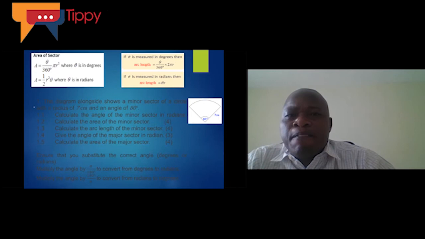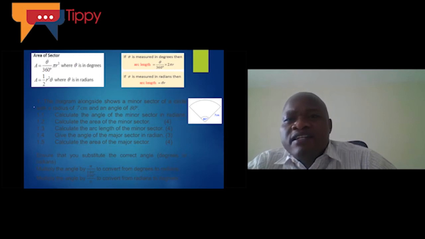The same thing applies to the arc length. To calculate the arc length, if the angle theta is given in degrees, we use the formula theta over 360 degrees multiplied by 2 pi r. Okay. And when you find a formula that says arc length is equal to theta over 180 degrees multiplied by pi r, they are exactly the same. Right?